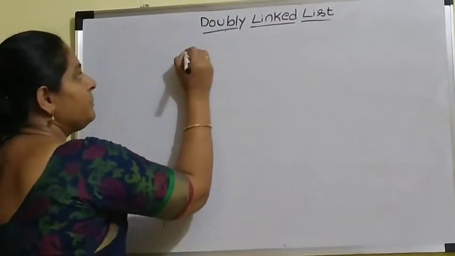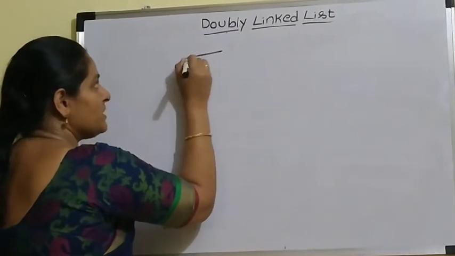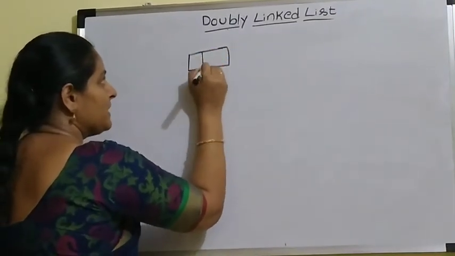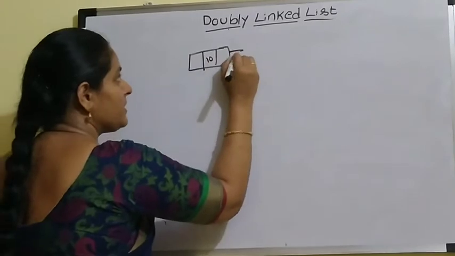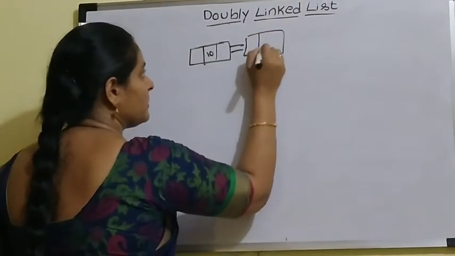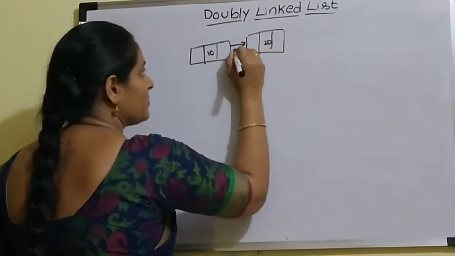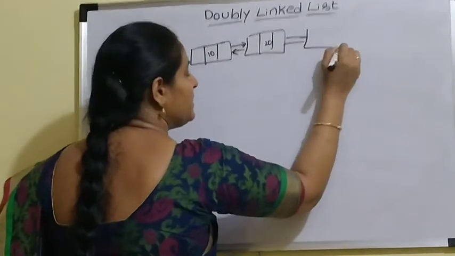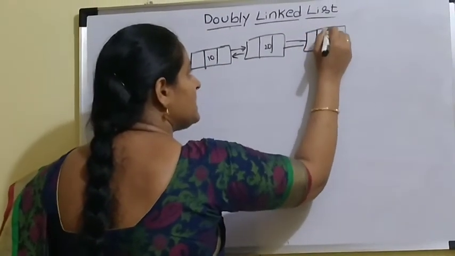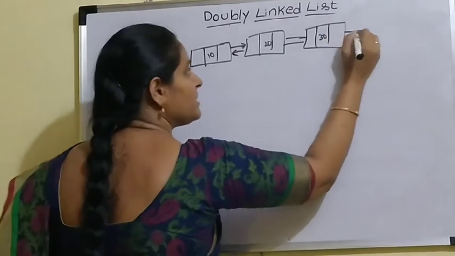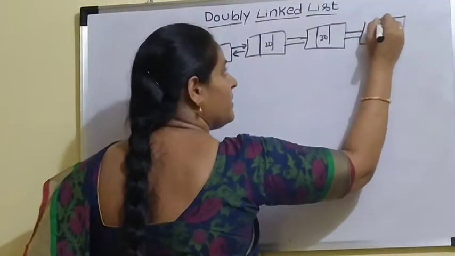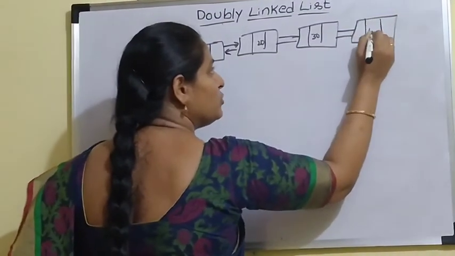Here I am assuming that there are a few nodes in the list. If the list is empty, we know the concept: our inserting element will be the first node as well as the last node. But here I am assuming that there are some nodes in the list.